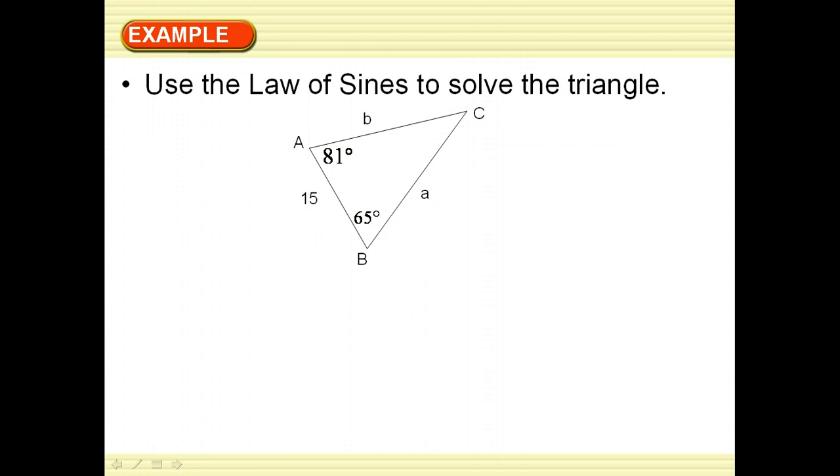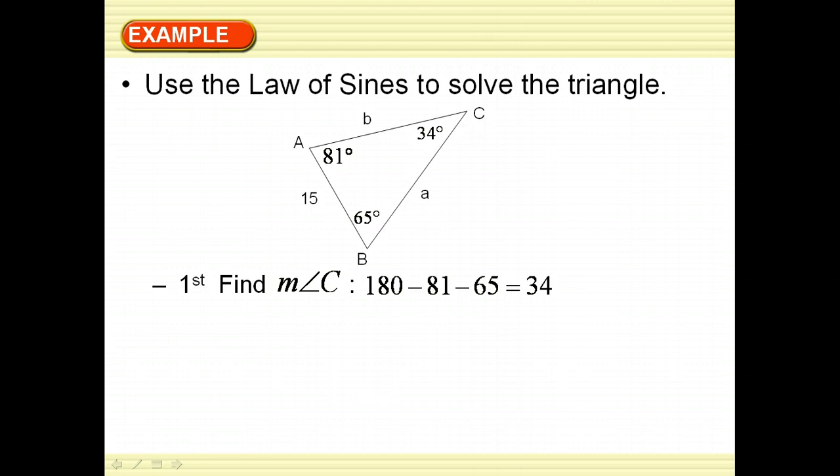Okay, the first thing I want to do is find the other angle, because remember, to solve a triangle means to find all angles and all sides. So first I'll find the measure of angle C. We know that the whole thing is 180 degrees, so I can find that the measure of angle C is 34 degrees. Now I could use angle B or angle C, it doesn't really matter, but what I want to find now is the length of side a. So I'm going to use the law of sines to find the length of side a.